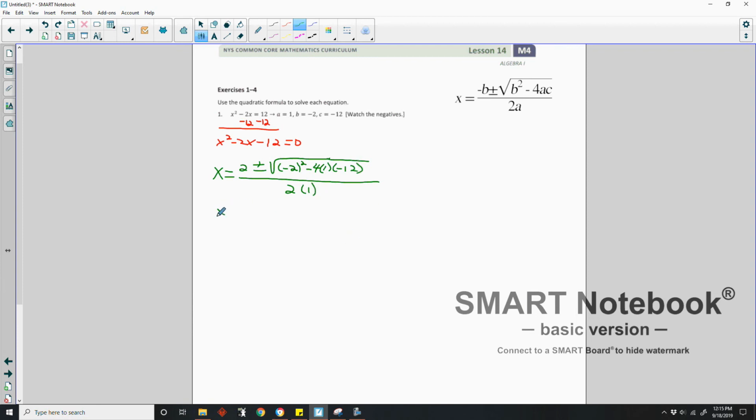Okay? And then simplify. X equals 2 plus or minus the square root of negative 2 squared is positive 4 minus 4 times 1 is 4. 4 times a negative 12 is a negative 48. A negative times a negative is positive. Be careful with your signs. All over 2. So this is going to simplify to x equals 2 plus or minus the square root of 48 plus 4 is 52 all over 2.